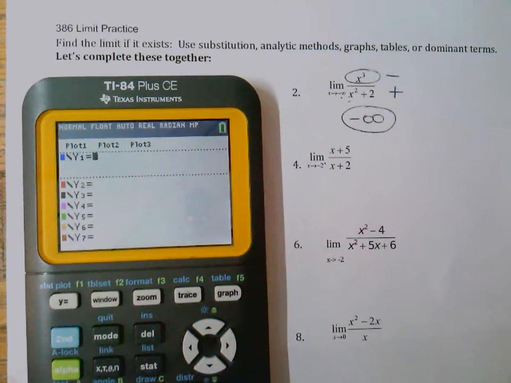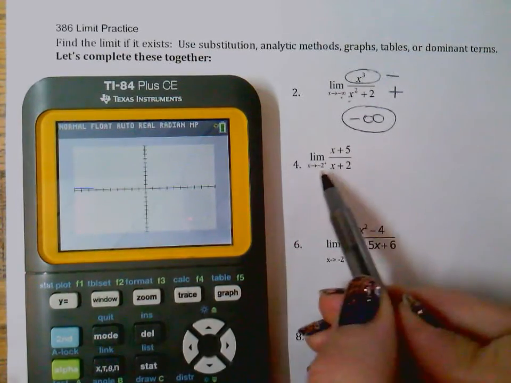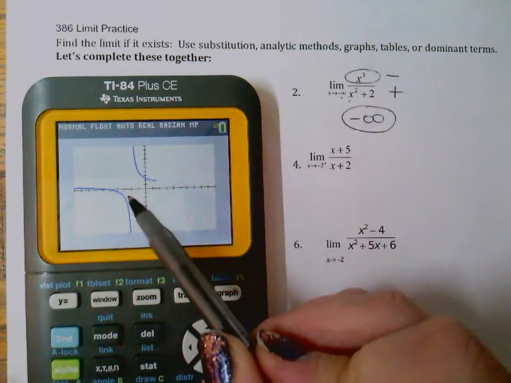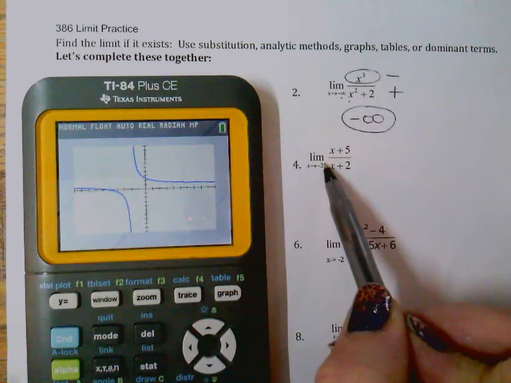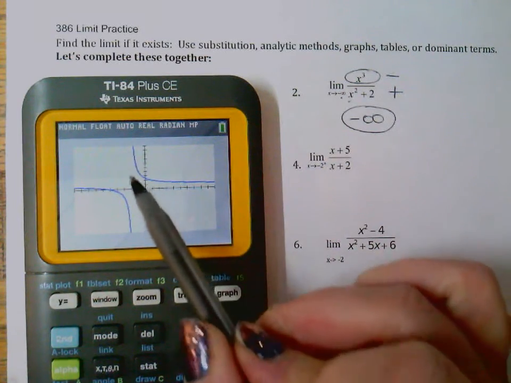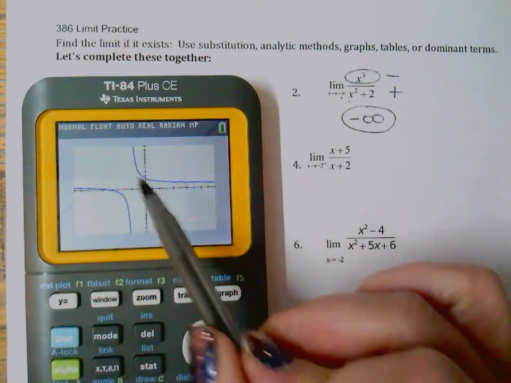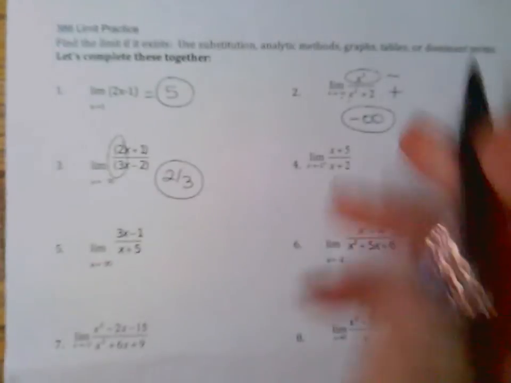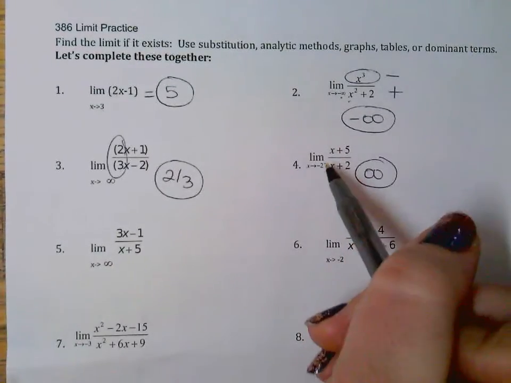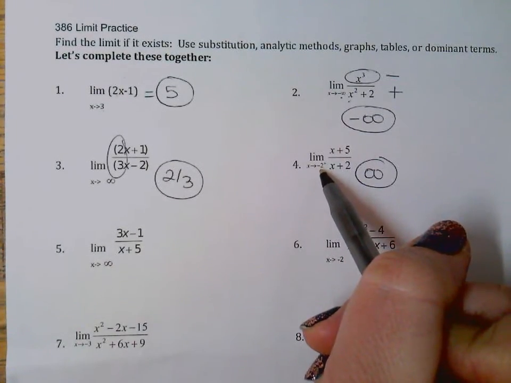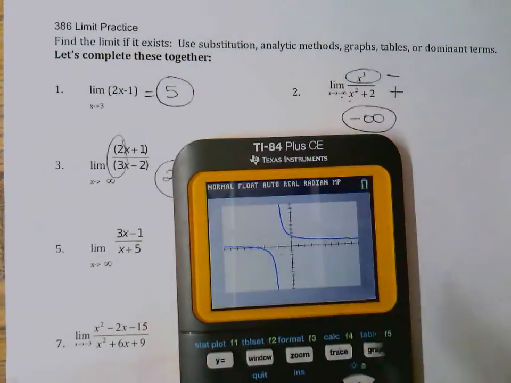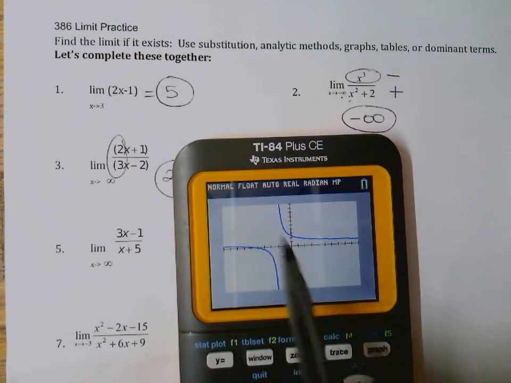So I'm going to do parentheses x plus 5 divided by parentheses x plus 2. And I'm looking at -2, which is here, from the plus side, so from the right side. So this graph is shooting up towards positive infinity from the right. If I had asked you for the overall limit at -2, you would say does not exist because the two ends of the graph are approaching different amounts.